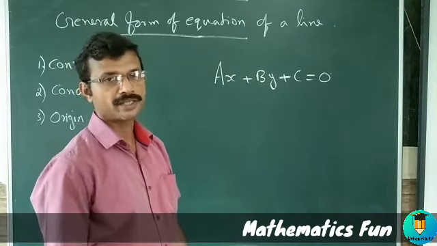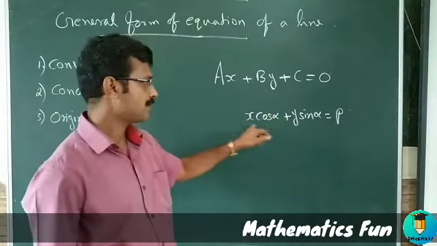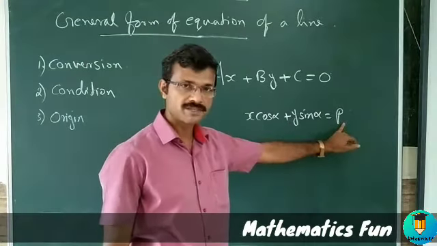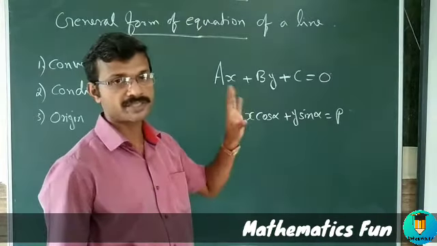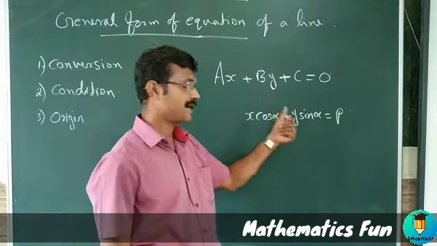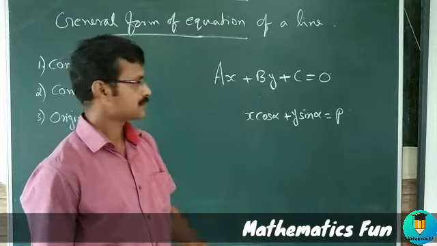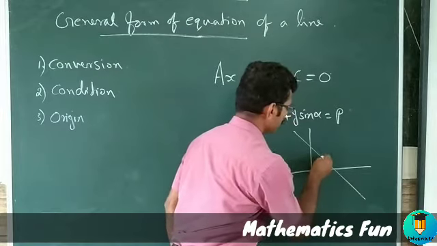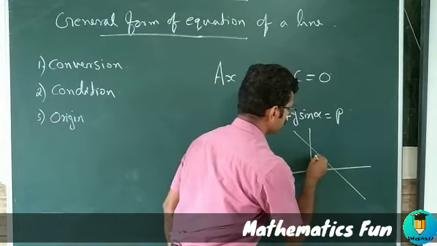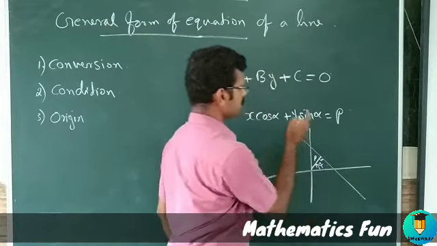What is our normal form? That is x cos alpha plus y sin alpha is equal to p. You have come across the normal form already. You know already what p stands for. It is the perpendicular distance of the line from the origin, so it must be positive. Alpha is the angle made by the perpendicular with the positive direction of x-axis. So those two things you know. That is, if I make this the line, this is the perpendicular distance p, this angle is alpha, then the equation of this line is as follows.